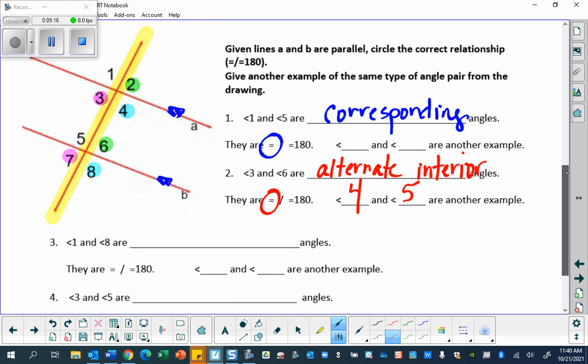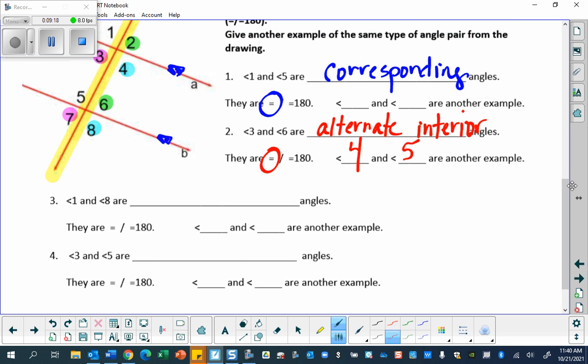1 and 8 are on opposite sides of my transversal, but instead of being inside, they are outside, so they are alternate exterior angles. They are also congruent. And my other example are angles 2 and 7.